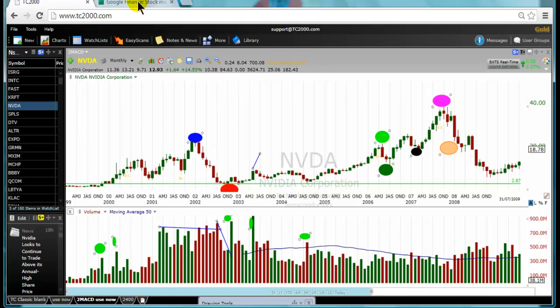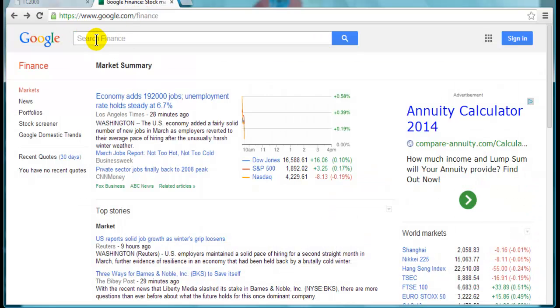All you need to do is go to Google and just type in Google Finance, and you come here. As you can see, the URL is HTTPS, colon, slash, slash, www.google.com. Here you see .com. Now this is the American market. If it was the United Kingdom, it would be .co.uk.